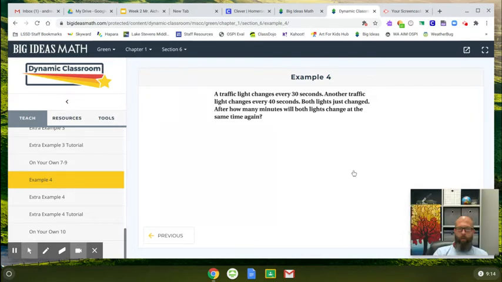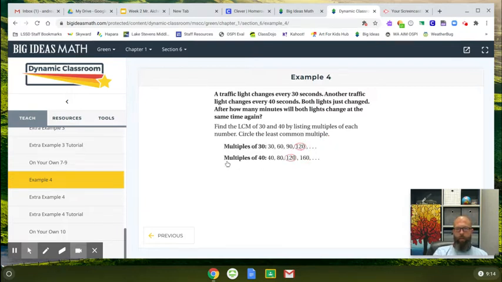All right. So how do we solve this? We find the least common multiple of 30 and 40 by listing multiples of each number. So multiples of 30, we got 30, 60, 90, and 120. Multiples of 40, we got 40, 80, 120, 160, and I just found my least common multiple right there. So that's going to be 120 seconds, right?